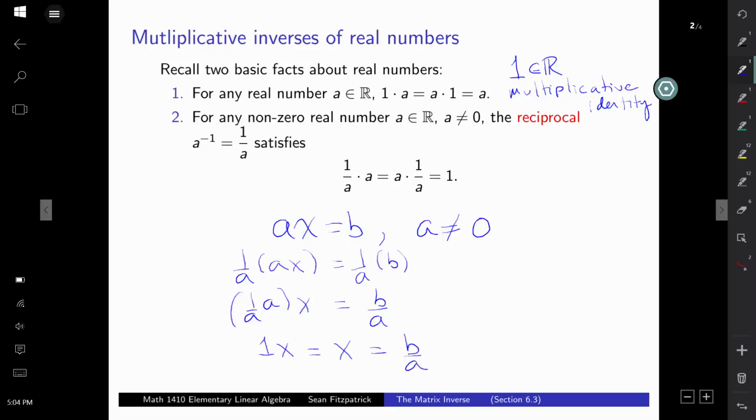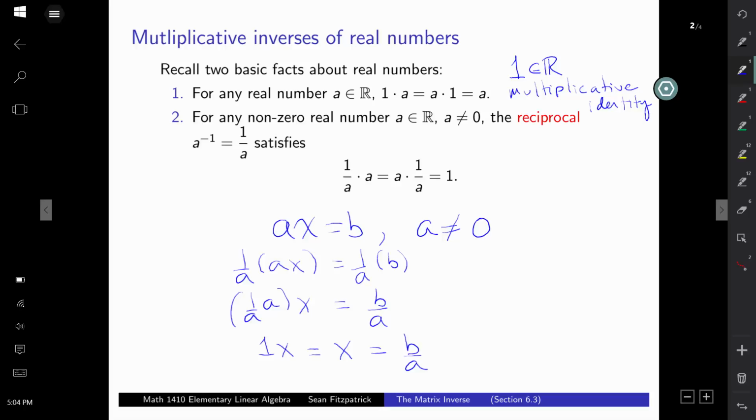b over a. So when you're solving an equation, we just say you divide both sides by a. But dividing by a means multiplying by the reciprocal of a, and the reason that you can cancel that a is that any non-zero real number and its reciprocal combine to give you this identity element, which has the property that multiplying by the identity does nothing.